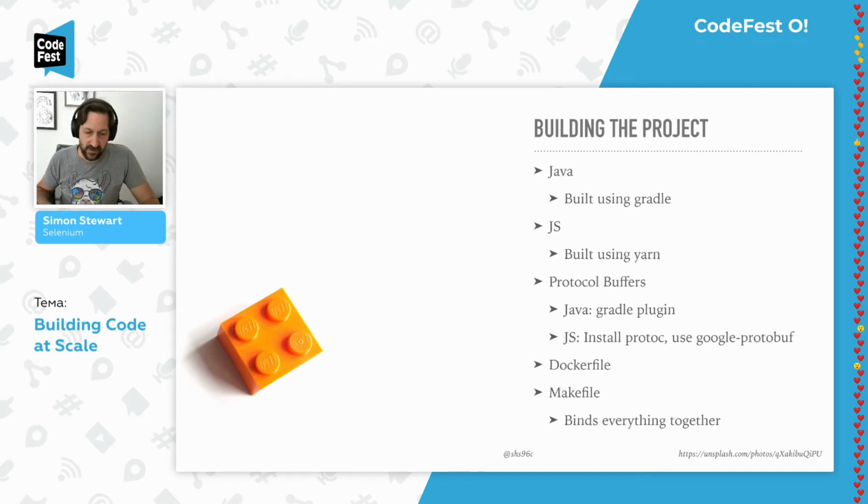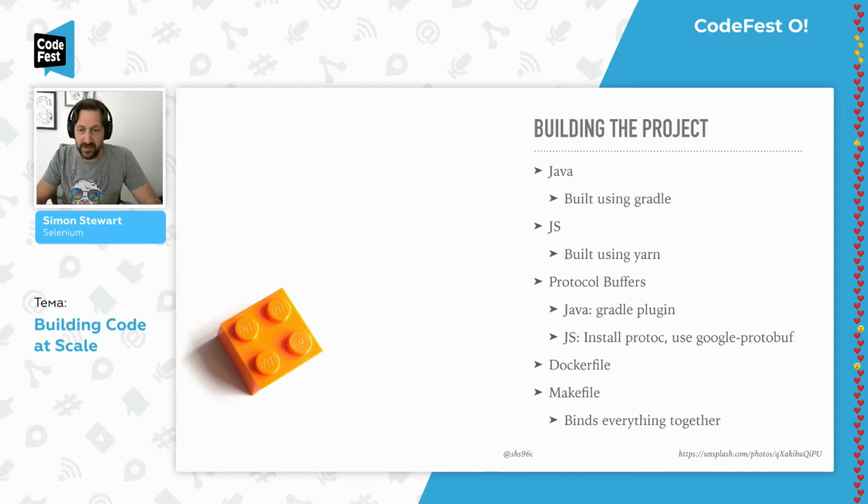JavaScript, there are two build systems of choice that people can use. The first being NPM, and in this case, because I worked at Facebook, and this is what we used to do, the JavaScript is actually being built using Yarn. But the two are effectively the same thing. Protocol buffers, they're kind of interesting. There is a plugin for Gradle that allows you to compile the protocol buffers. And in the JavaScript world, you can just install Proto-C, which is the protocol buffer compiler, and then use the Google protobuf npm library, and away you go.